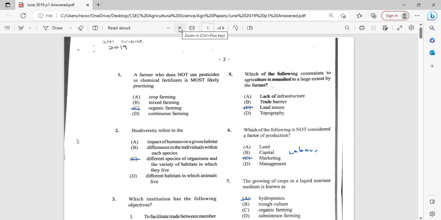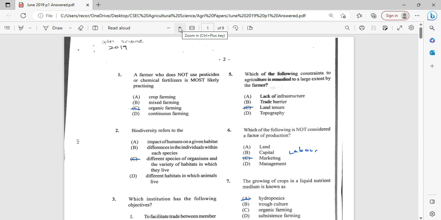Without further ado, let's just hop right into question number one. A farmer who does not use pesticide or chemical fertilizer is most likely practicing organic farming. Organic farming is pretty much a sustainable agricultural practice in which we seek to protect the environment and to have food produced without these artificial additives.